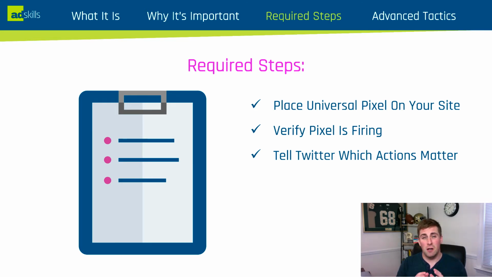And then finally, you need to tell Twitter which actions matter to you. So are they leads? Are they sales? And in the digital sense, how can you communicate that information back to Twitter?